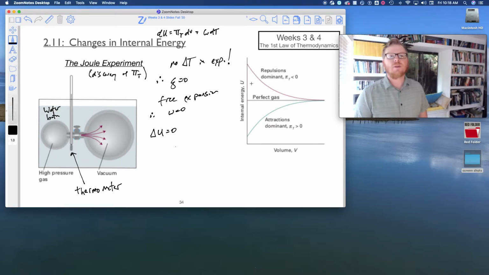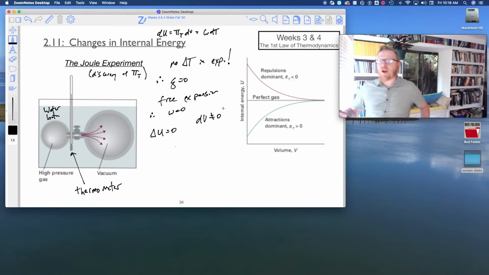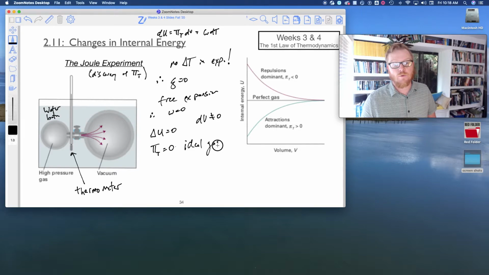Okay, he said, well, look, if dT is equal to 0, because there's no temperature change, and dV definitely is not equal to 0, so I'm going to write that down. dV is a finite value, right? The gas changed volume. However, because dU was equal to 0, he concluded Pi_T must be 0, and later that was refined. Pi_T equals 0 for an ideal gas. Okay?